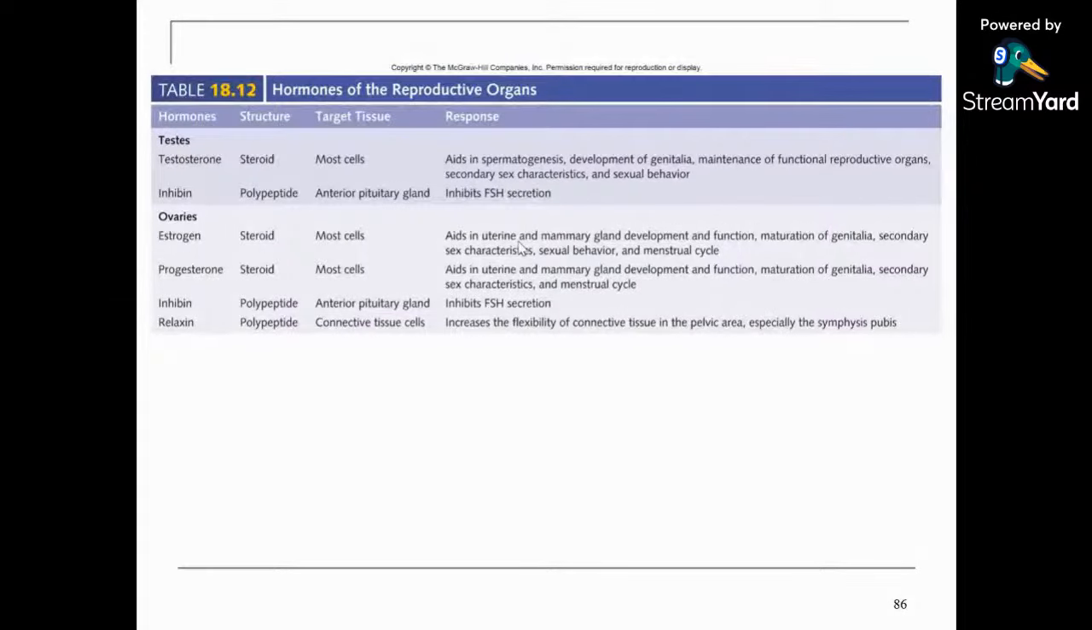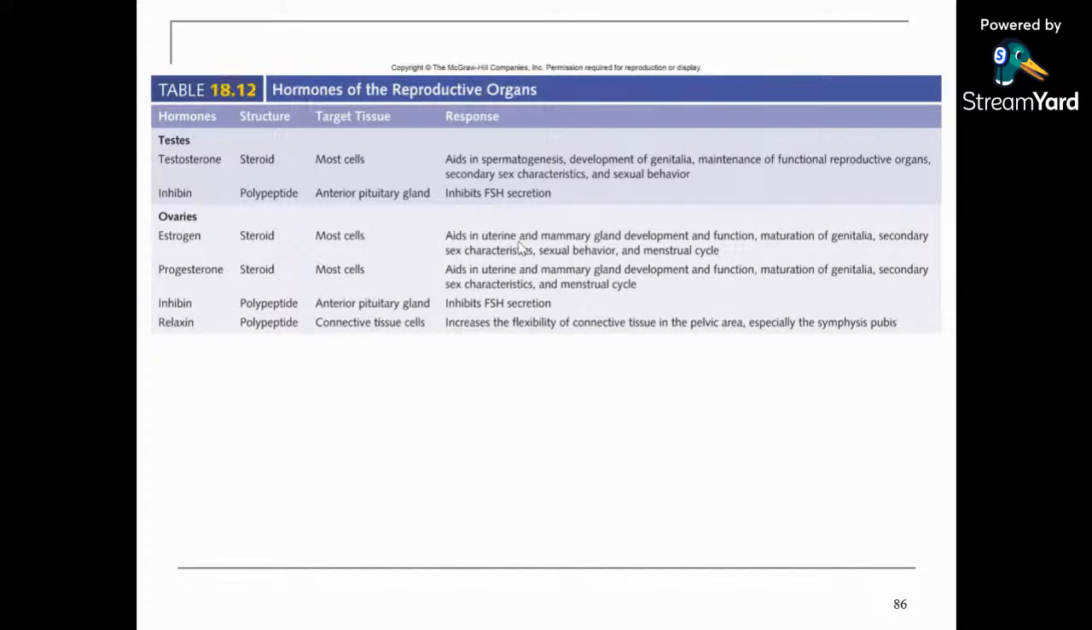From ovaries, we find estrogen is released, which is steroid in nature, works on most cells. Progesterone also works on most cells and is steroid in nature, which aids in uterine and mammary gland development and function, maturation of genitalia, secondary sex characteristics, sexual behavior, and menstrual cycle.